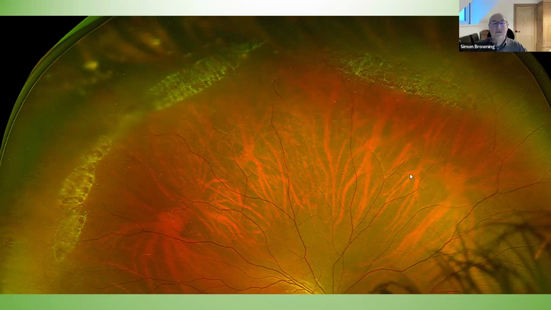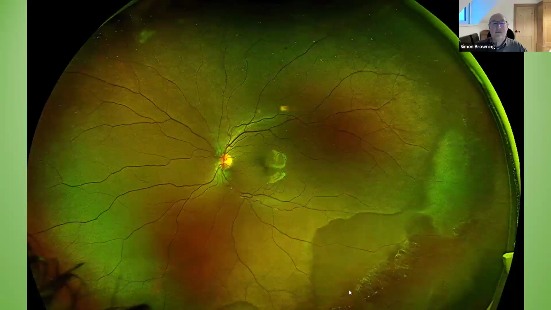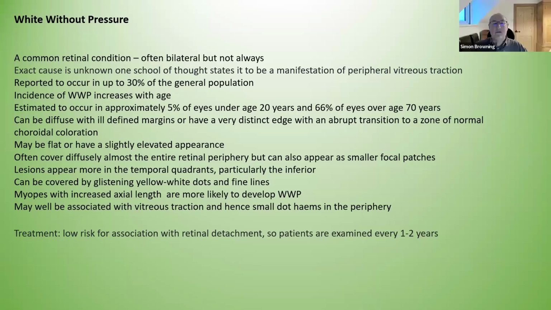And here we see a bit of white without pressure, a bit of dark without pressure with associated snail tracking there. And I've chosen to put that one in there because we'll just have a quick little look towards the end here at white without pressure. It's a common condition, very, very common. You'll see it in so many people. Again, as people get older, it's a degeneration that increases with age. It can be flat or slightly elevated.